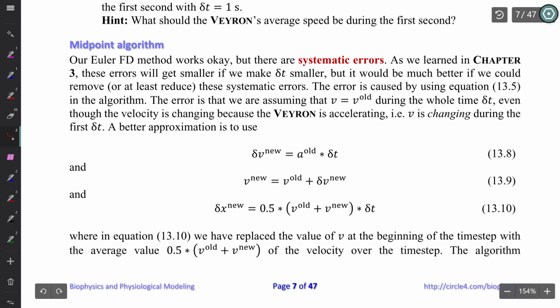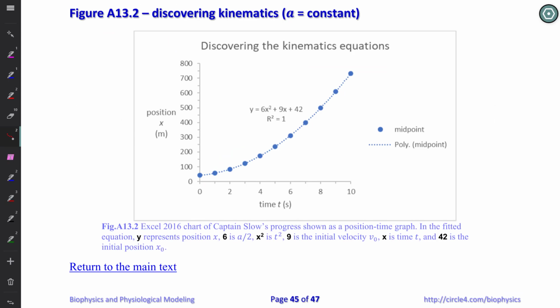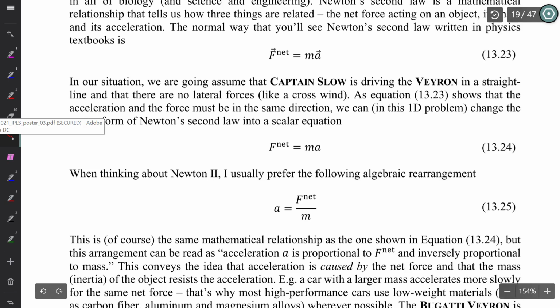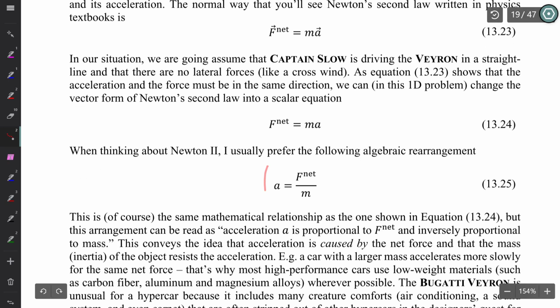Euler's method can be improved upon using the midpoint algorithm. And using the midpoint algorithm, students are able to discover the kinematics equations. Now that students know what acceleration is, they can then learn how Newton's second law can be used to predict the acceleration if we know the net force.